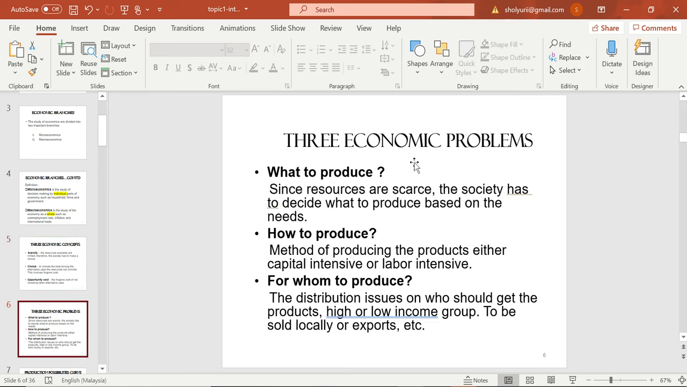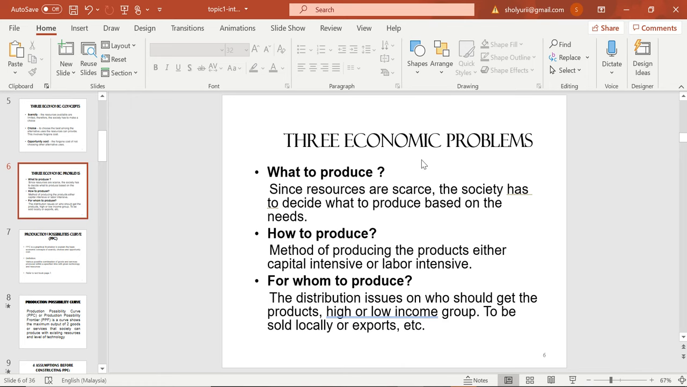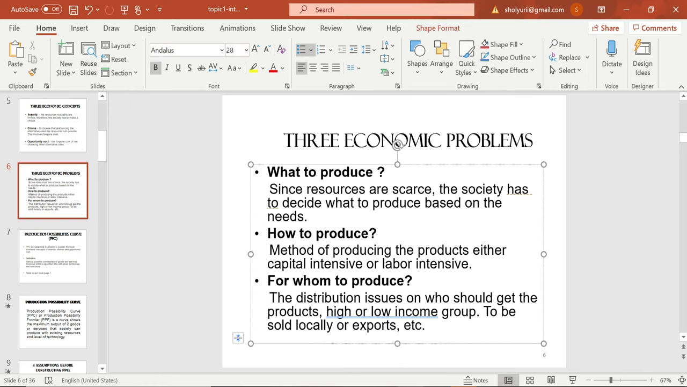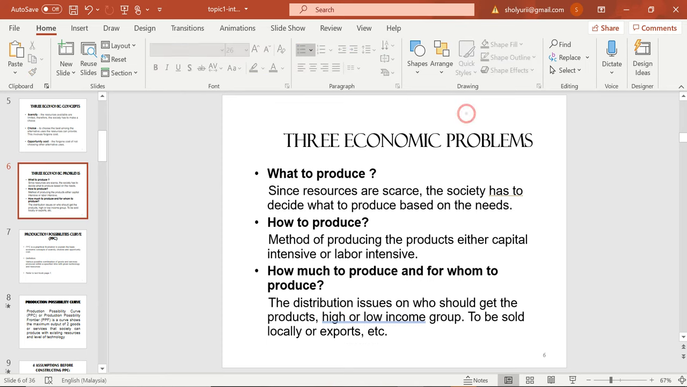Next is 3 economics problem. Okay, actually kadang-kadang tu kita ada tambahan for whom to produce, how much to produce. Kadang-kadang tu dia 3, kadang-kadang tu dia boleh jadi 4. How much and for whom to produce. Okay, 3 economics problems. First of all is what to produce.